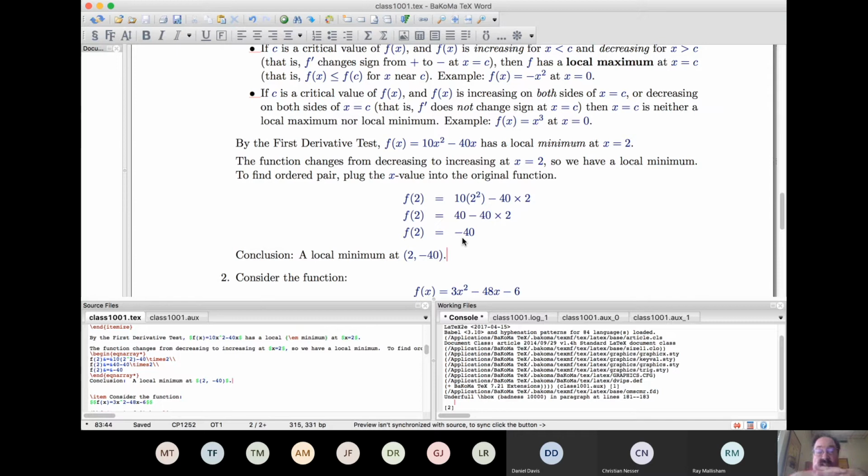All right. So, questions about how a first derivative test proceeds? We're going to show more examples, but any questions at this time?